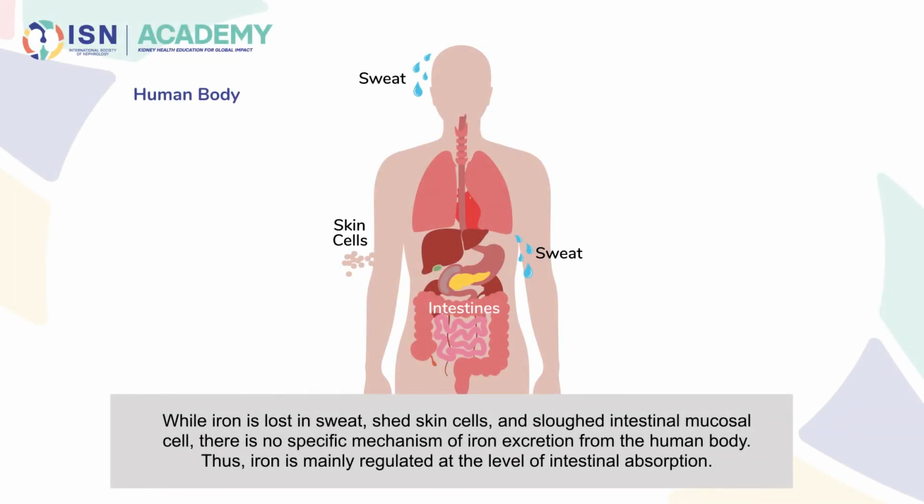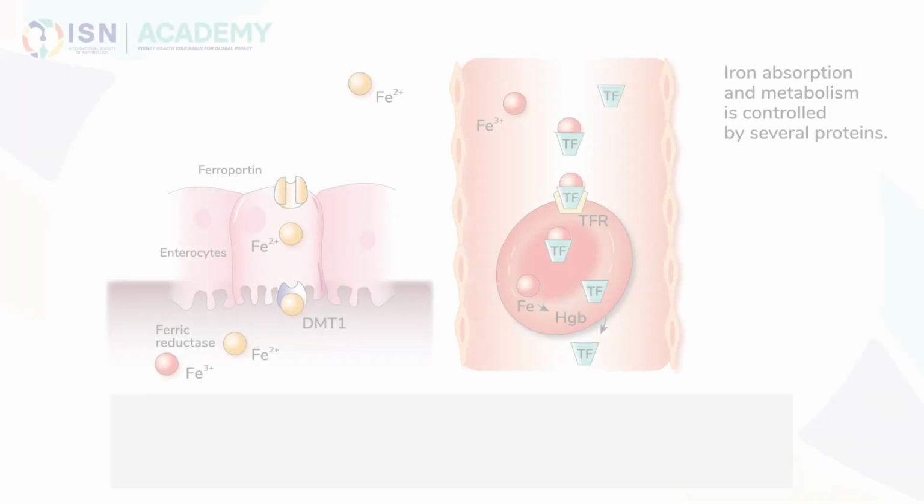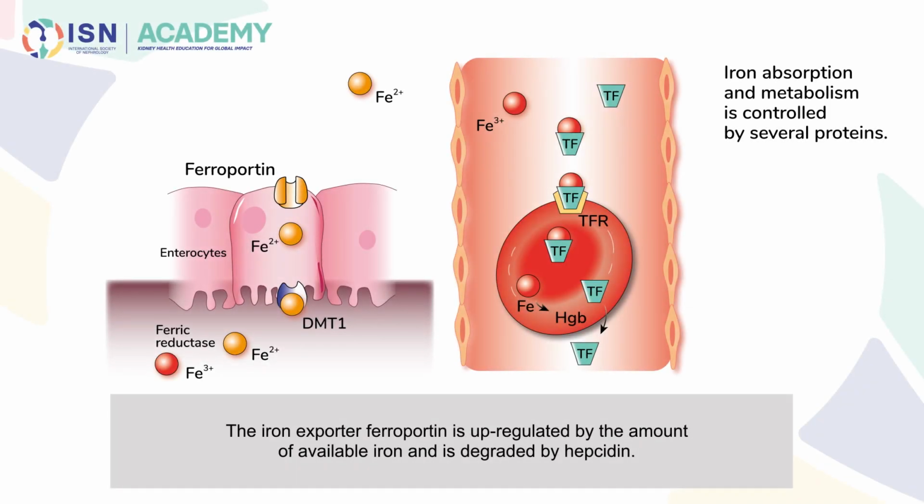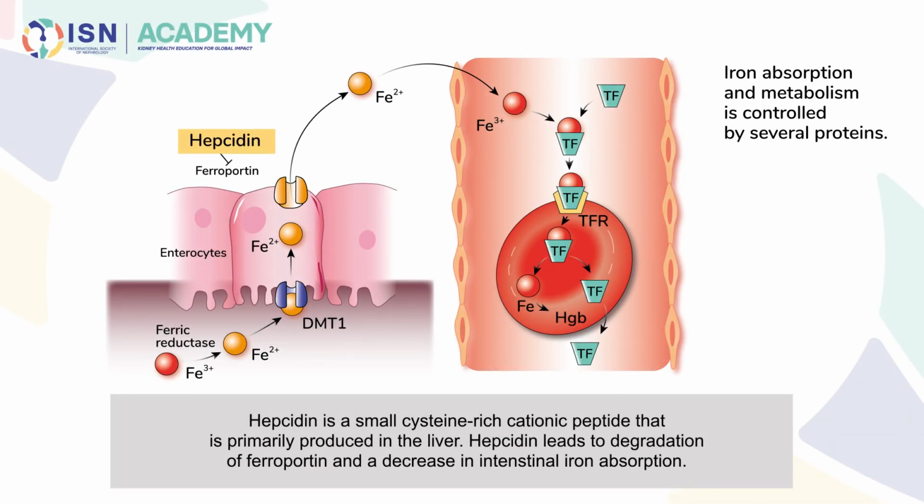While iron is lost in sweat, shed skin cells, and sloughed intestinal mucosal cells, there is no specific mechanism of iron excretion from the human body. Thus, iron is mainly regulated at the level of intestinal absorption. The iron exporter ferroportin is upregulated by the amount of available iron and is degraded by hepcidin. Hepcidin is a small cysteine-rich cationic peptide that is primarily produced in the liver. Hepcidin leads to degradation of ferroportin and a decrease in intestinal iron absorption.